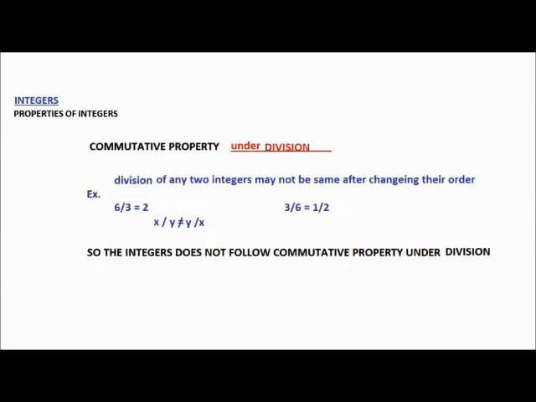Commutative property under division. Division of any two integers may not be same after changing their order. Example, 6 divides by 3, the result is 2. And if we change their order, that is 3 divides by 6, that is equal to 1 by 2. So the result is not same. X divides by y is not equal to y divides by x. So the integer does not follow commutative property under division.